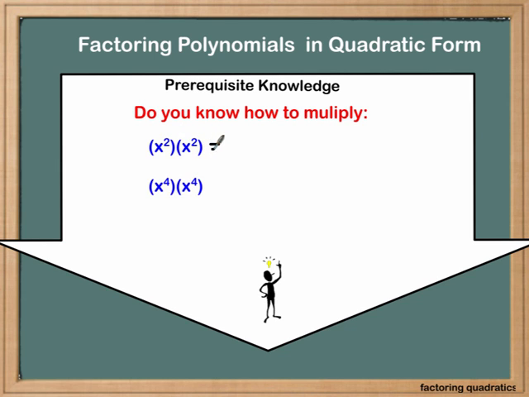How do we multiply those together? Well, you remember the base stays the same. And when you multiply, you take the exponents and you add them. So 2 plus 2 makes 4. So you'll remember x squared times x squared makes x to the 4th. So x to the 4th times x to the 4th makes x to the 4 plus 4, which is 8.